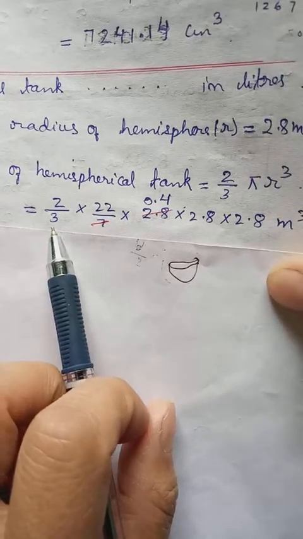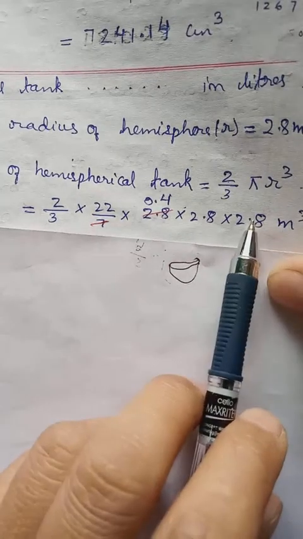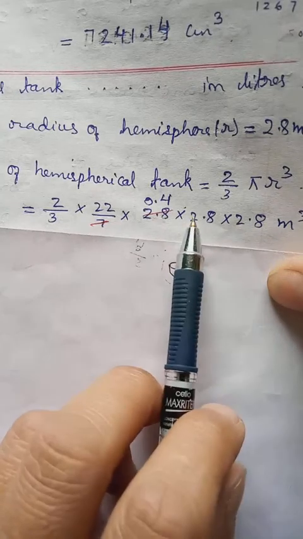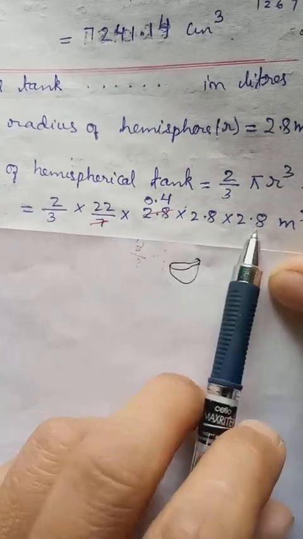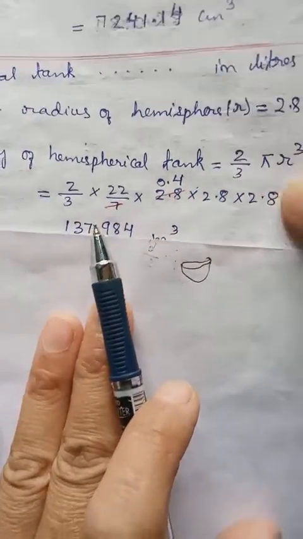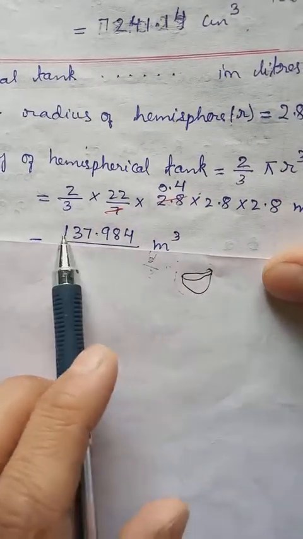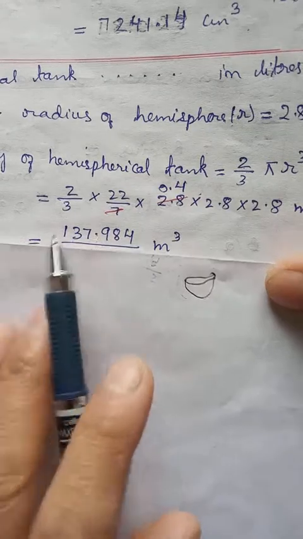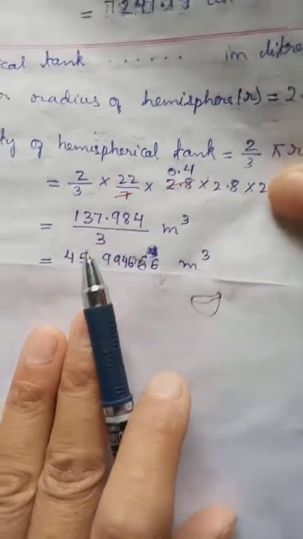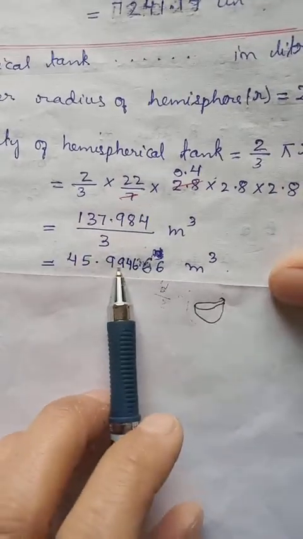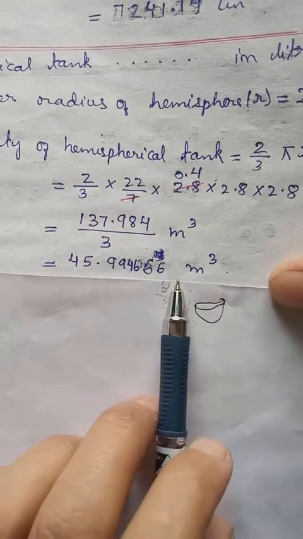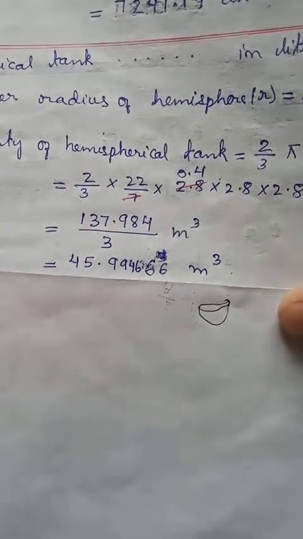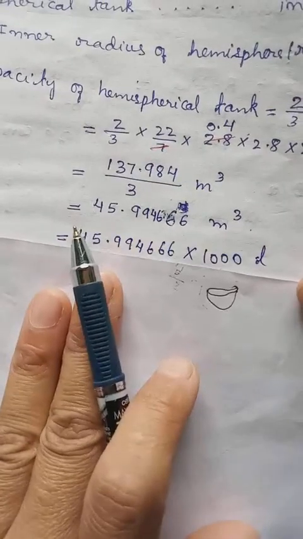Please pause the video and multiply yourself. Okay, here you have 2.8 multiply. Then after you multiply, you count 1, 2, 3 numbers after decimals. So there we finish to multiply. Then we divide by 3. After we divide, we see that it will not come to an end. So we can take at least a few numbers after decimal, because we have to convert it to liter.